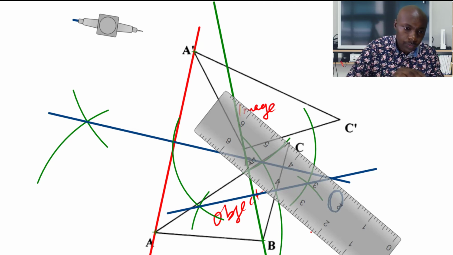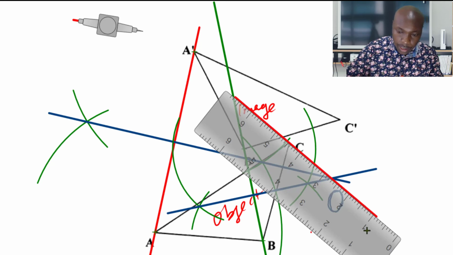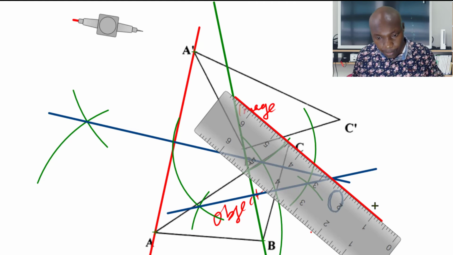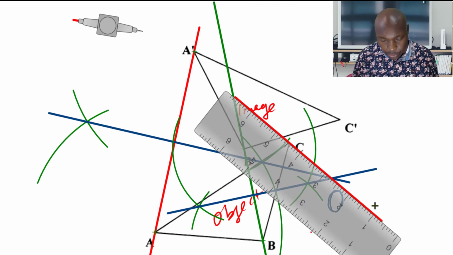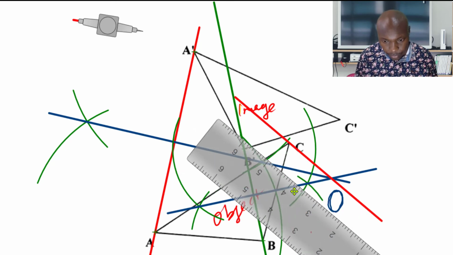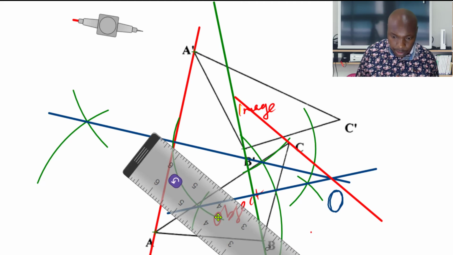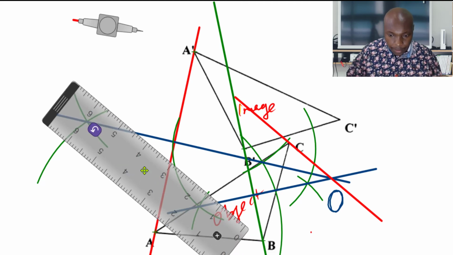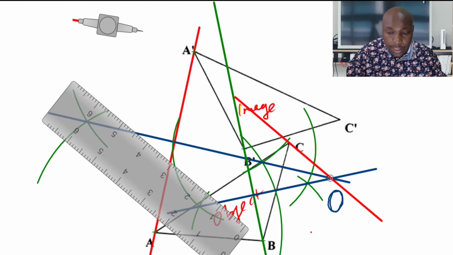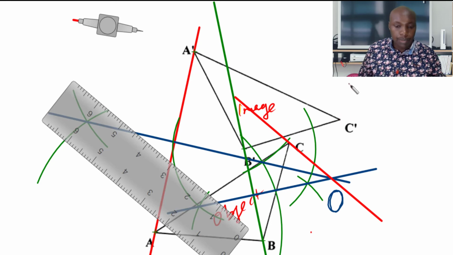I'm just extending the line. I've joined point C to the center. Then from the center, this is point C. Let me highlight it. That is point C, and you're joining it to the center of rotation. Then you join from the center again to C prime, the image.